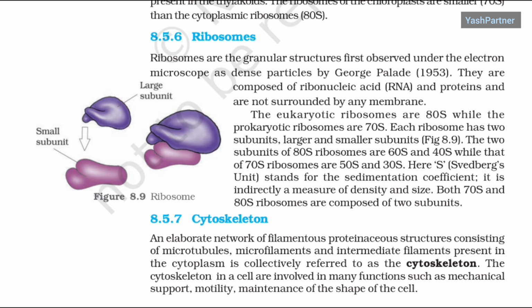Here, S, Svedberg's unit, stands for the sedimentation coefficient. It is indirectly a measure of density and size. Both 70S and 80S ribosomes are composed of two subunits.